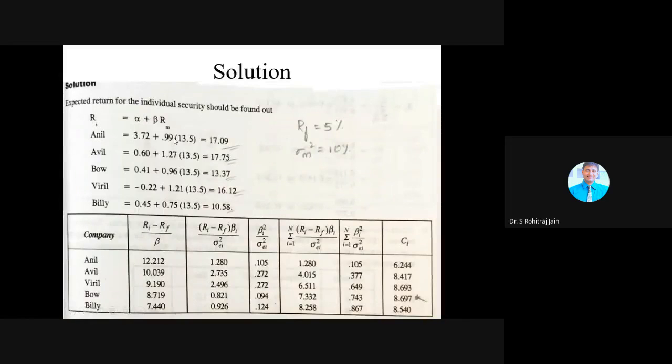Similarly, for the second stock, RI is equal to 0.6 plus, see here all of you, for the first stock 3.72 alpha plus 0.99. 1 minute, sorry. Yeah, see here now. RM remains the same for all the stocks because that is the market return, right? That is 13.5. Similarly, AVIL, that is 0.6 plus 1.27 into 13.5. All of you, please solve this and tell me any difference is there, okay? Then the third company is concerned, what we are calculating now, individual stock returns, okay? Alpha plus beta into RM. Alpha is 0.41 plus beta is 0.96 into RM is what market return, that is 13.5. I got 13.37.